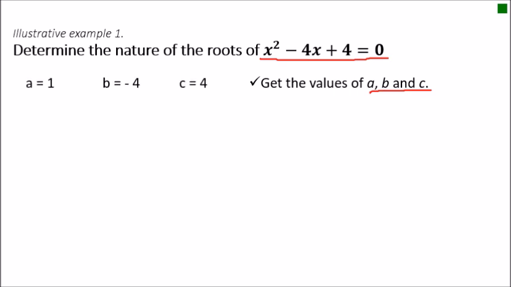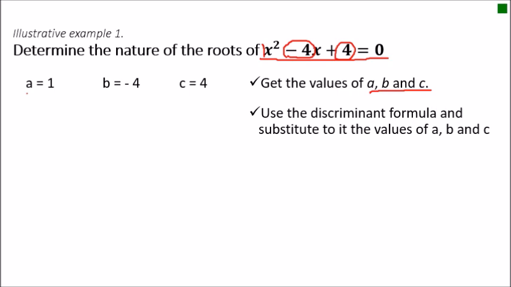So, sa quadratic equation na given sa problem number 1, ang value ng a natin ay 1. So, 1, ito siya, numerical coefficient ng ating quadratic term. Ang b natin ay negative 4. Ito yung negative 4. And then, ang c naman natin ay yung constant. This is positive 4. Next, use the discriminant formula and substitute to it the values of a, b, and c.